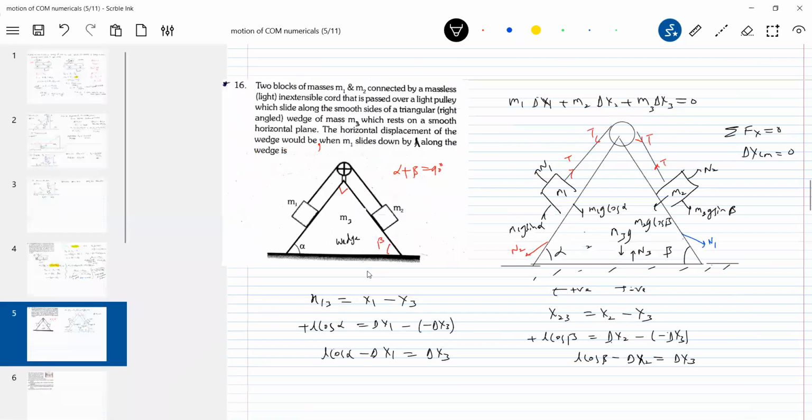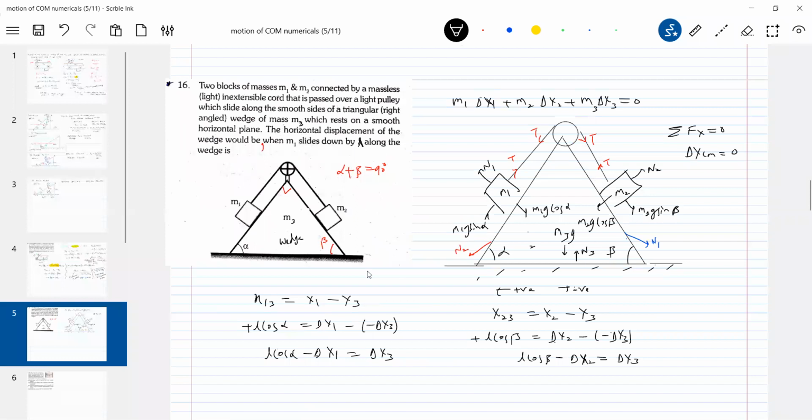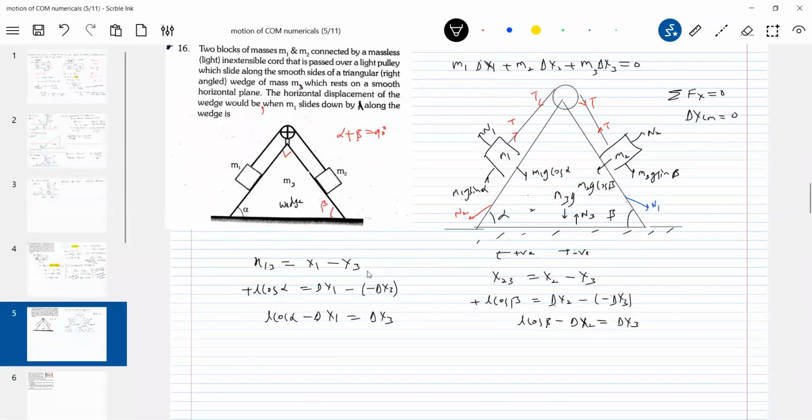Just only one formula, nothing else there. You should know how to use that formula. That is what all these concepts are. Let's go back to substitution. M1 delta x1. We wanted delta x1, no? Delta x1 will be L cos alpha minus delta x3 plus M2 L cos beta minus delta x2.